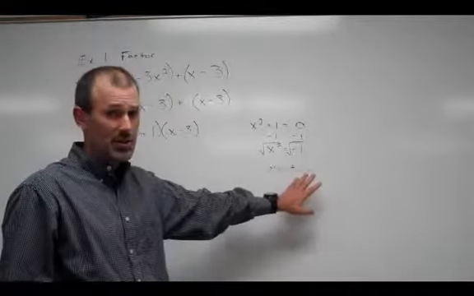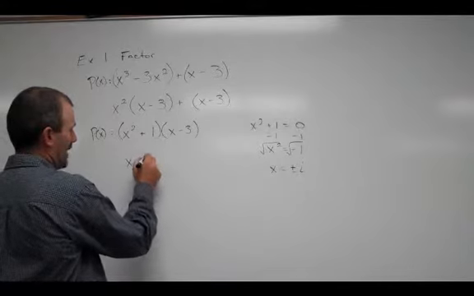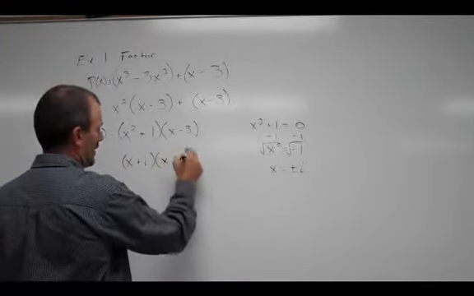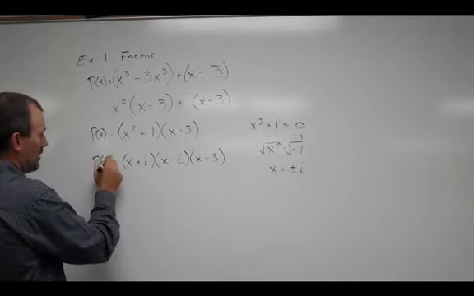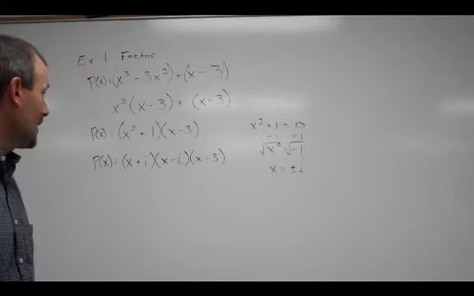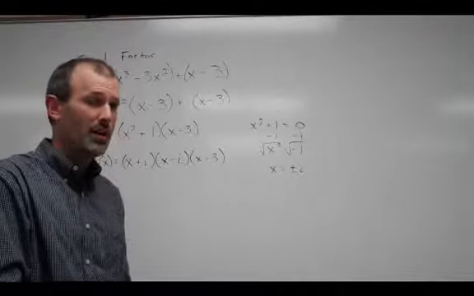Now if these are the zeros, remember the factors are going to be x plus i and x minus i, and that also will go with the x minus 3. So our complete factorization of p of x here is x plus i times x minus i times x minus 3. So that is example 1.